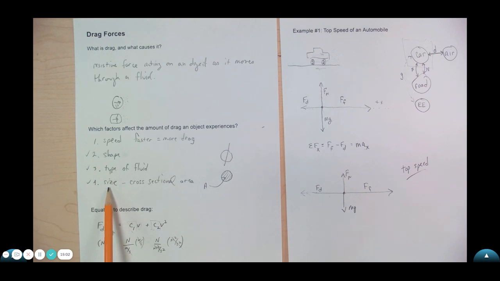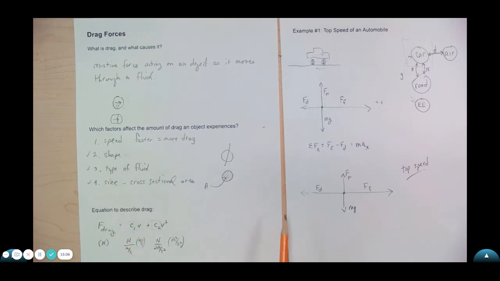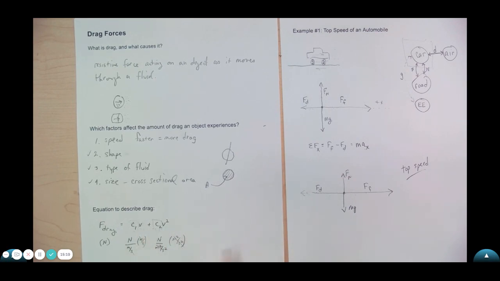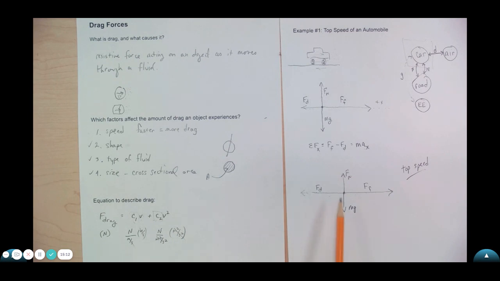Or look at a Formula One car, something like that. They try to reduce these to make these drag coefficients as small as possible. And in doing so, they actually allow it to get to a higher top speed before the drag becomes as big as the road pushing the car forward.